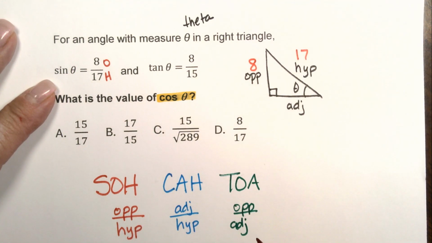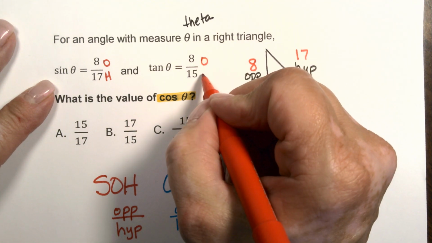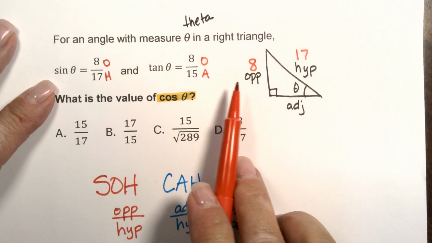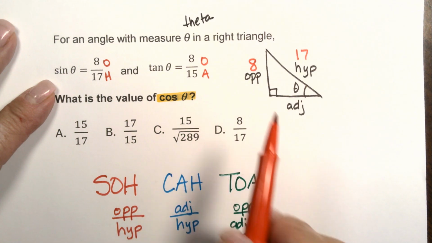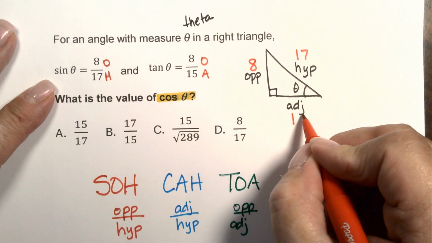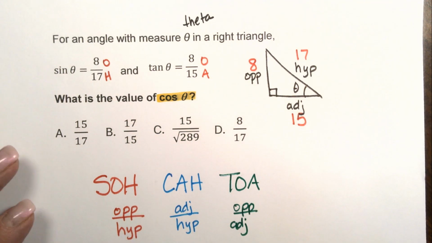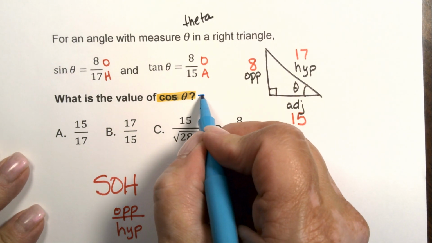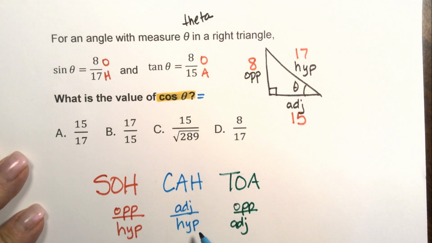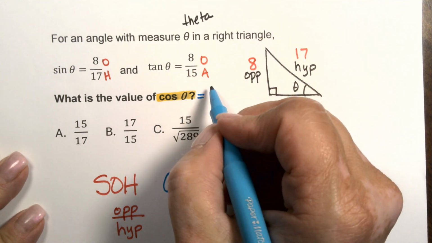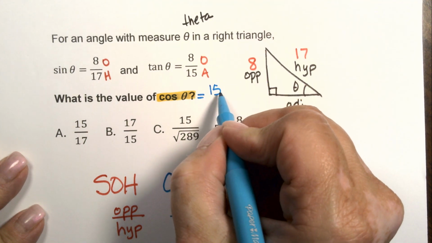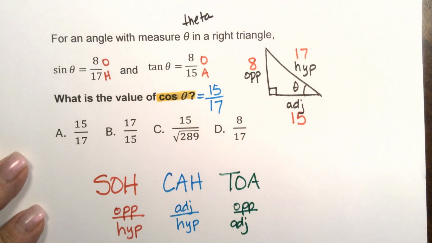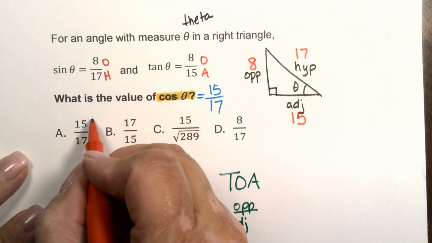Tangent is opposite over adjacent. Well, I already knew the opposite side was 8. Now I know that the adjacent side is 15. So the cosine of theta, being adjacent over hypotenuse, is going to be 15, which is the adjacent side, over the hypotenuse. And the correct answer was A.